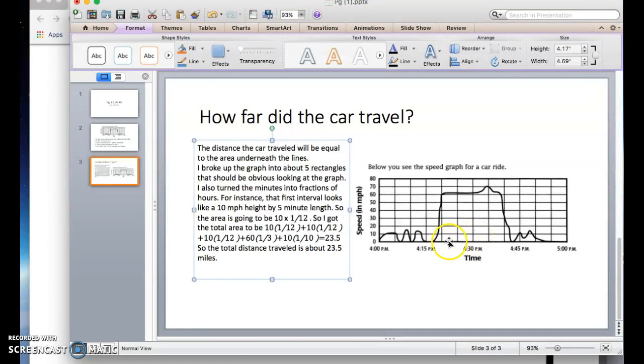The middle one goes up to 60, so it's going to be 60 by 1/3, sorry, since that was about 1/3 of an hour. And then again, 10, and I put about 10 by 1/10. I think it's bigger than these, but not by much, so I just kept it 10, but I made it 1/10 instead of 1/12. Multiplied those, added them together, and I got about 23.5, so I estimated the total distance the car traveled to be about 23.5 miles.